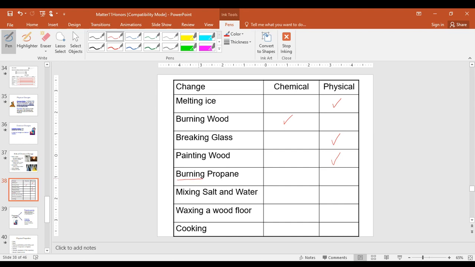Burning propane, so we have that key word there, burning, chemical. Mixing, anytime you're just mixing something, that's going to be physical. Waxing, you're just adding a layer onto your wood floor. That's physical. Anytime you're cooking, that's going to be chemical.